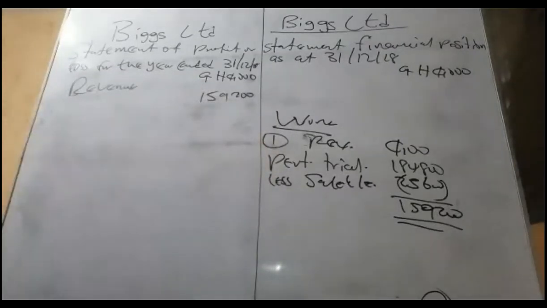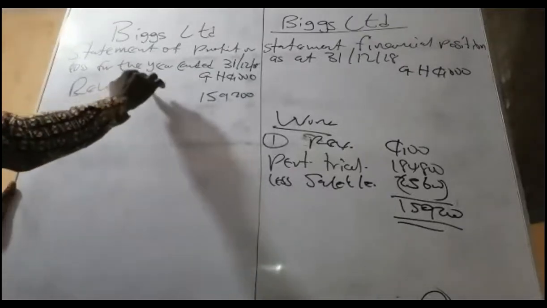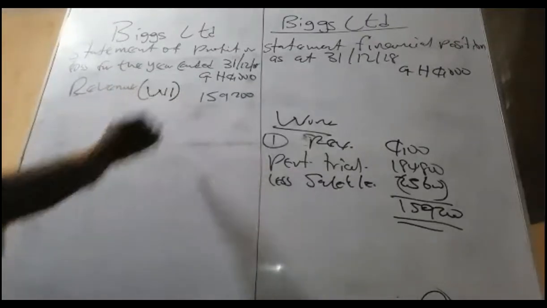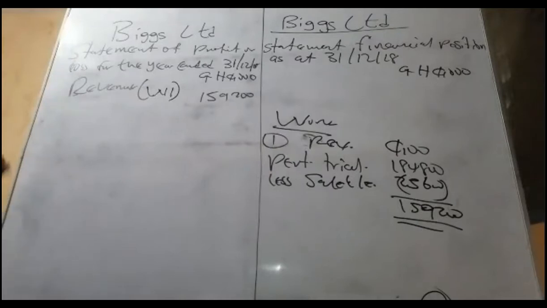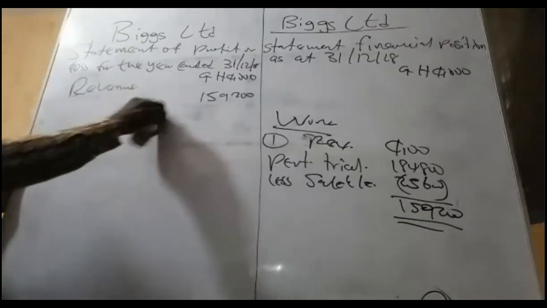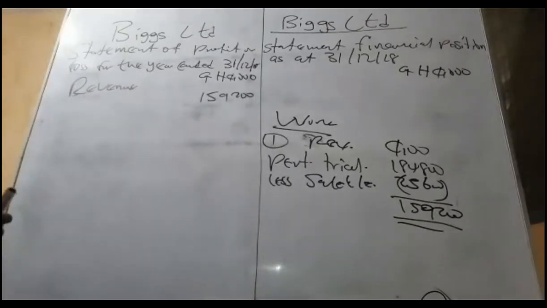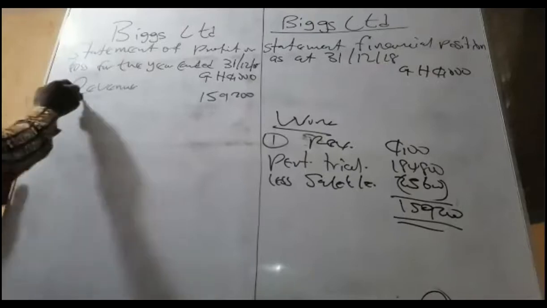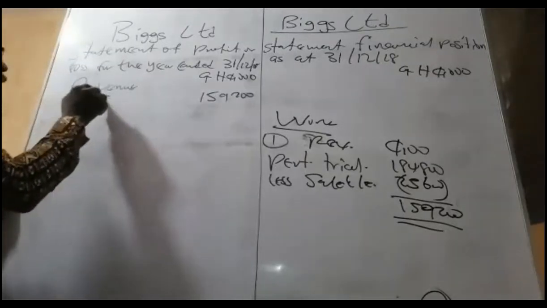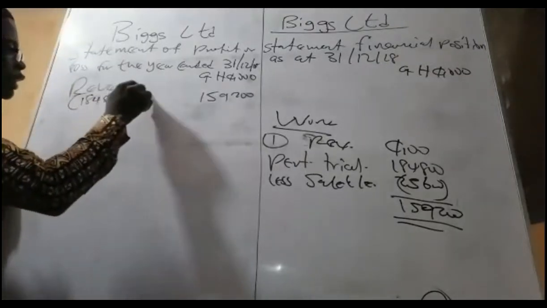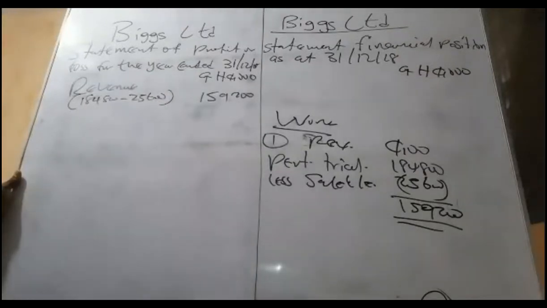Just record it freely. Then you tell the examiner in brackets, working number 1, please refer the examiner. This is how you want it. Good. Just that I like doing it here so that we take 184,800 less 25,600. Good. Now let's move on.